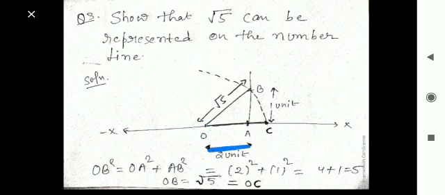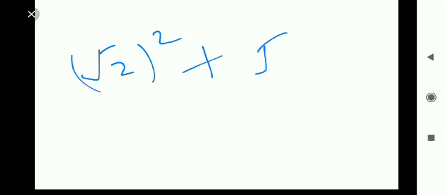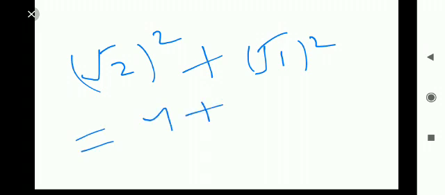So why have I taken these 2 units? See the formula. OB square is OA square plus AB square. So can we make root 5 equal to root of 2 square plus 1 square? How can we make this root 5? See here, root of 2 square plus 1 square is how much? 2 square is 4 and 1 square is 1. So it is 5. And if you remove the square, then it will be root 5.